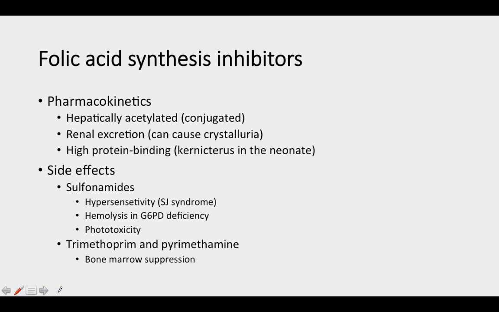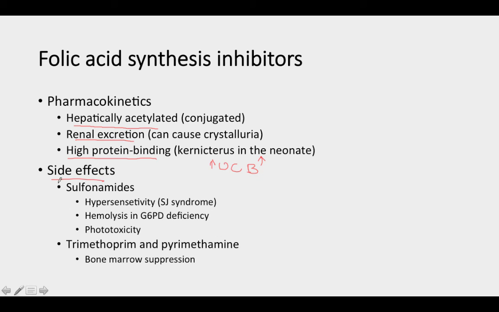Pharmacokinetics-wise, it's important to know that these drugs are conjugated before they can be excreted renally. They have a high protein binding tendency. So in neonates, for example, if you bind all the albumin, which is necessary for their unconjugated bilirubin to bind to, you can cause a high unconjugated bilirubin count, which can lead to kernicterus. So just be aware of that.